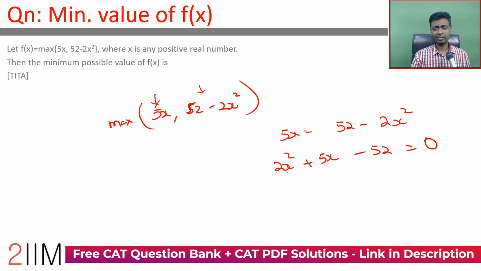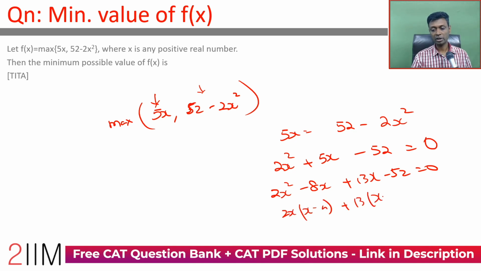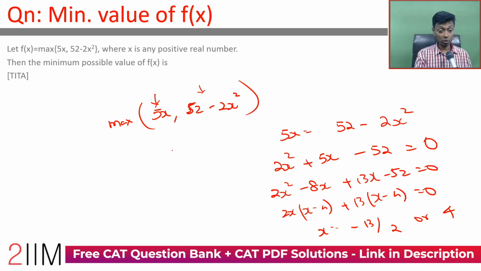We need to factorize this. 2x square, 2 into 52 is 104, so 13 and 8. 2x square minus 8x plus 13x minus 52 equals 0. 2x into x minus 4 plus 13 into x minus 4 is 0. Or x is either minus 13 by 2 or 4. And one of these two is the answer. There are 2 points where these two curves intersect.